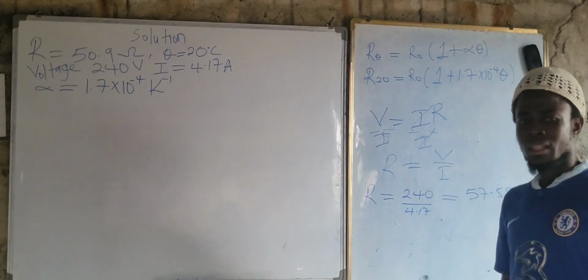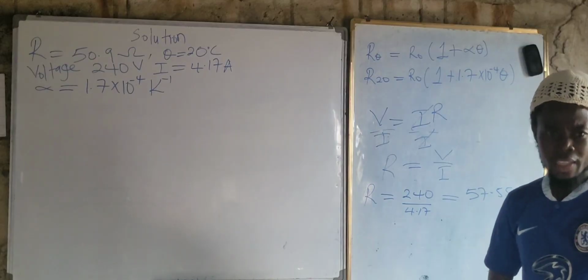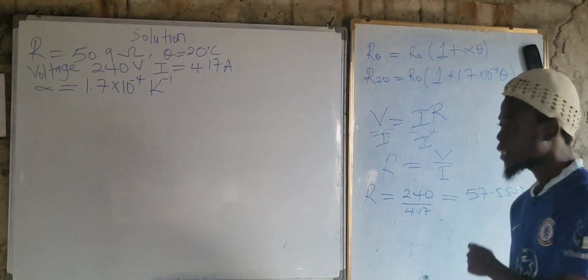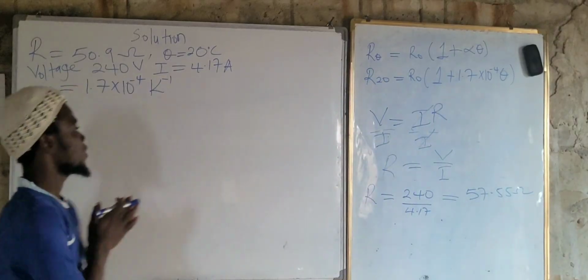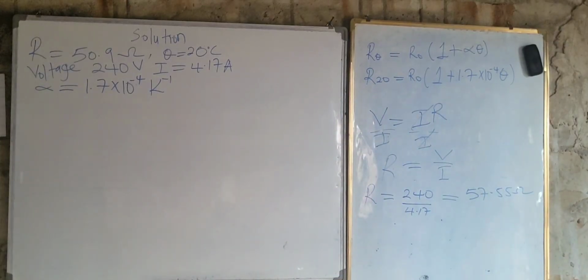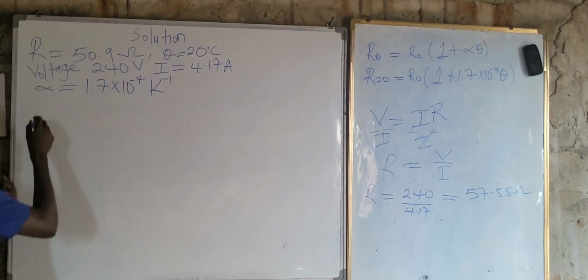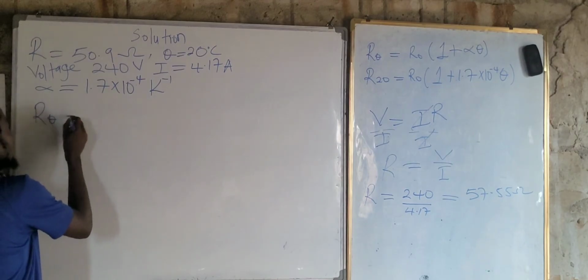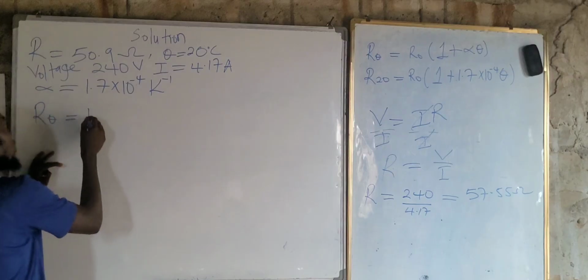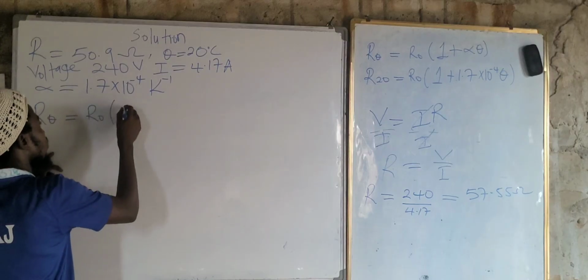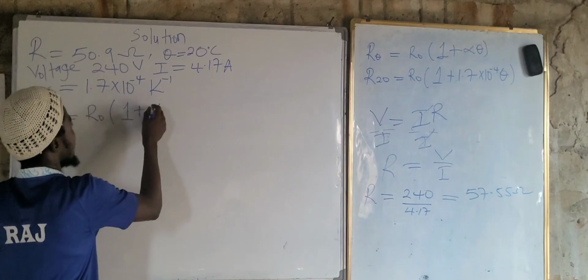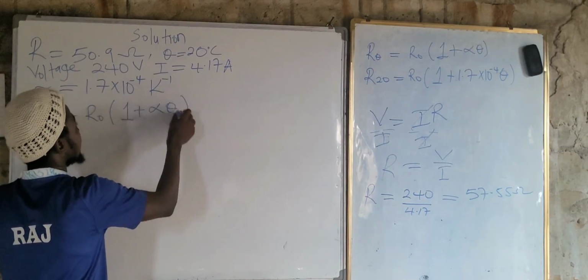Are we getting the concept here, sir? Good. So next, we have gotten R theta. R0 is not present here, but R theta is present. What are we asked to find now? The temperature, theta. R theta is now equal to R0 times (1 plus alpha theta). You have alpha and you have theta, right? Good.